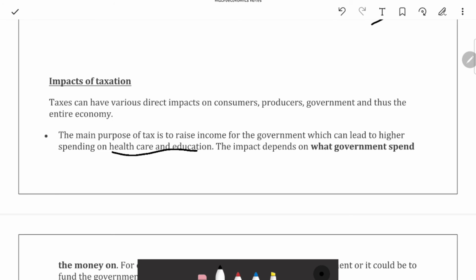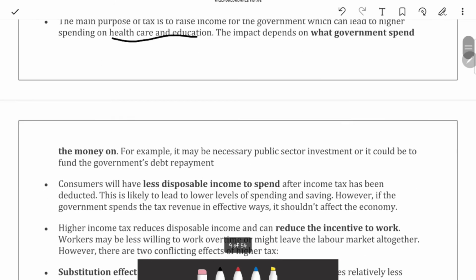And the impact depends on what the government spends the money on. For example, it may be necessary for public sector investment, or it could be used for the government's debt repayment. For example, if you took a loan from another country, it can help to repay that debt.